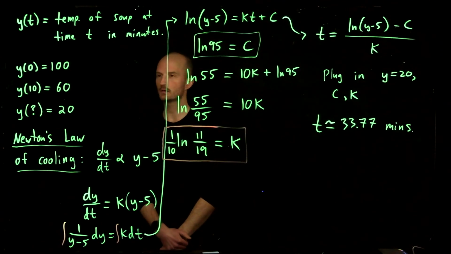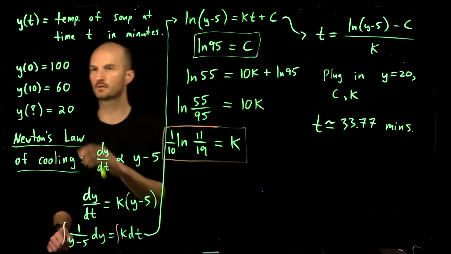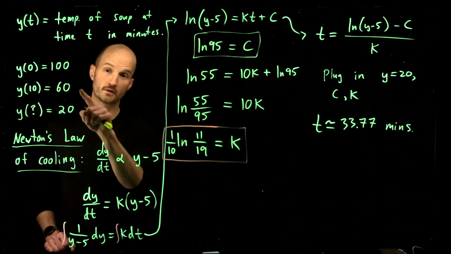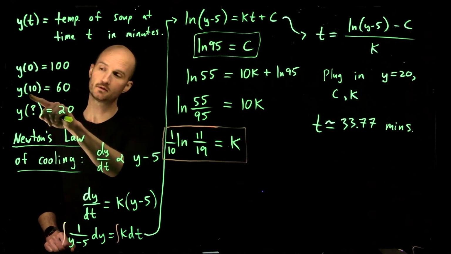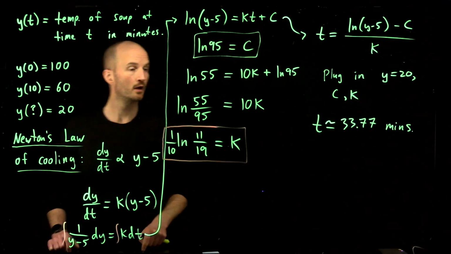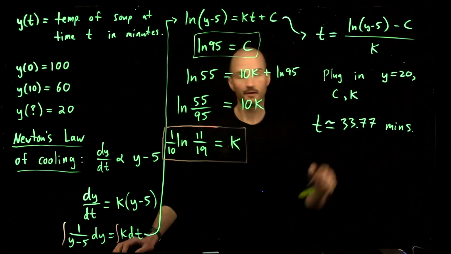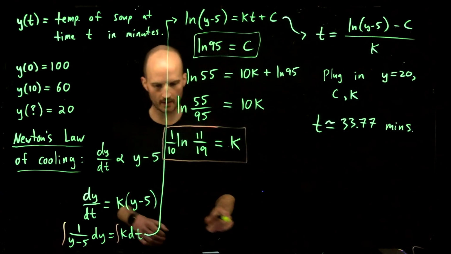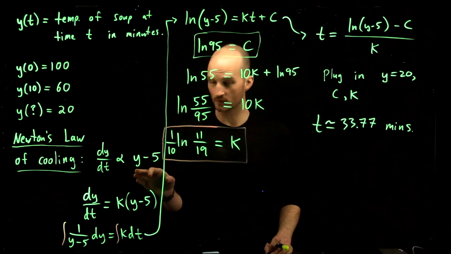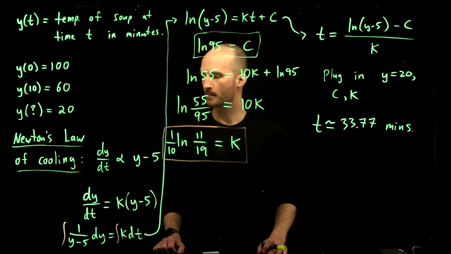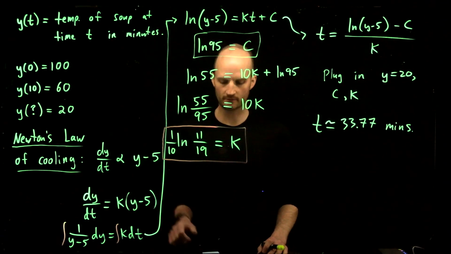So again, it took 10 minutes to drop the first 40 degrees. To drop another 40 degrees required almost 24 minutes. And again, this is sensible because as the temperature of the soup and the temperature of the water bath get closer together, this cooling effect is going to slow down.